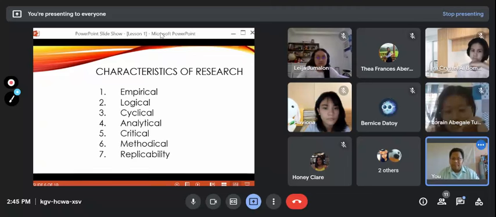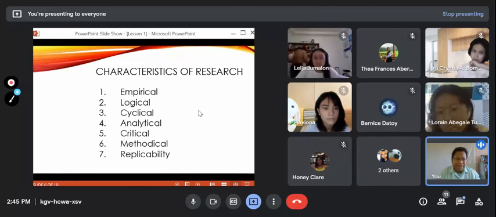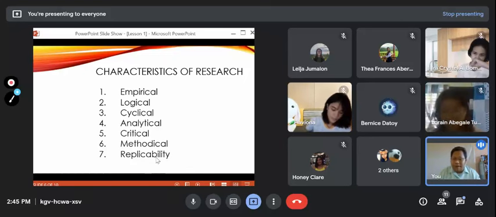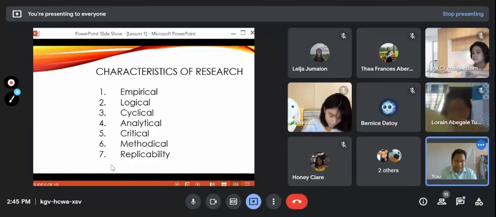There. Once again, here are our characteristics of research. Research is believed to be empirical, logical, cyclical, analytical, critical, methodical, and replicable. Sorry if the last word is expressed in noun form, but if you want to express that as replicable, then please do. It's all right. It's totally fine.